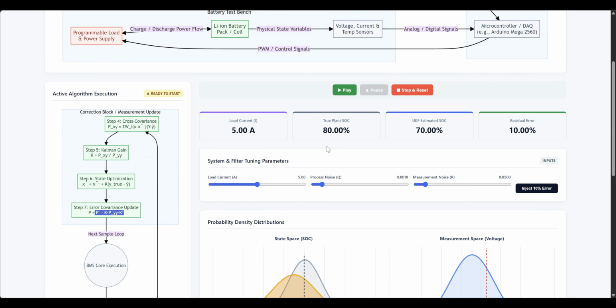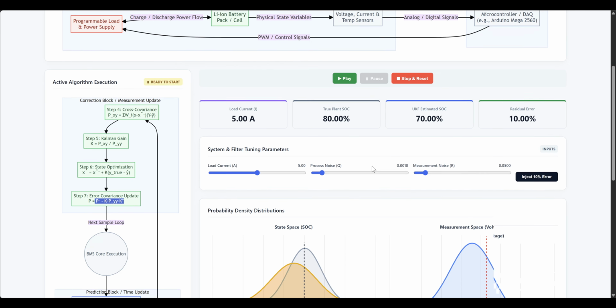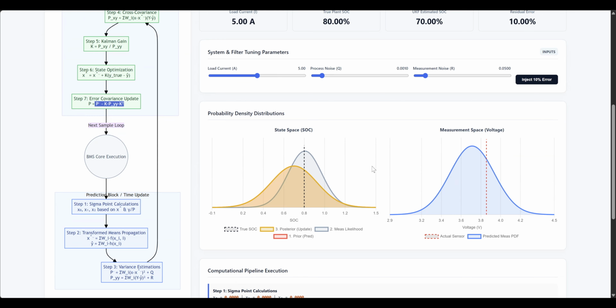This is a simulatable interface or dashboard which you can download from the resource link, and with the help of this you will be able to interact with this particular tool. So this is all for this particular video.